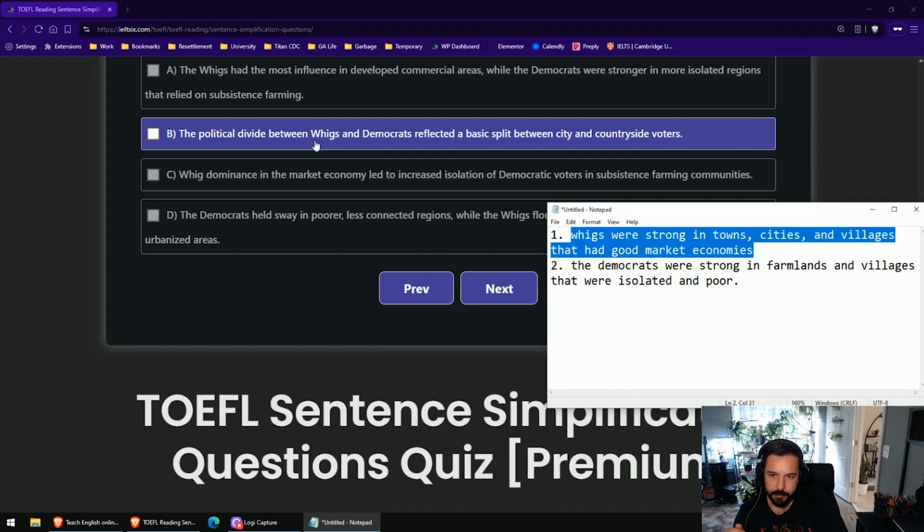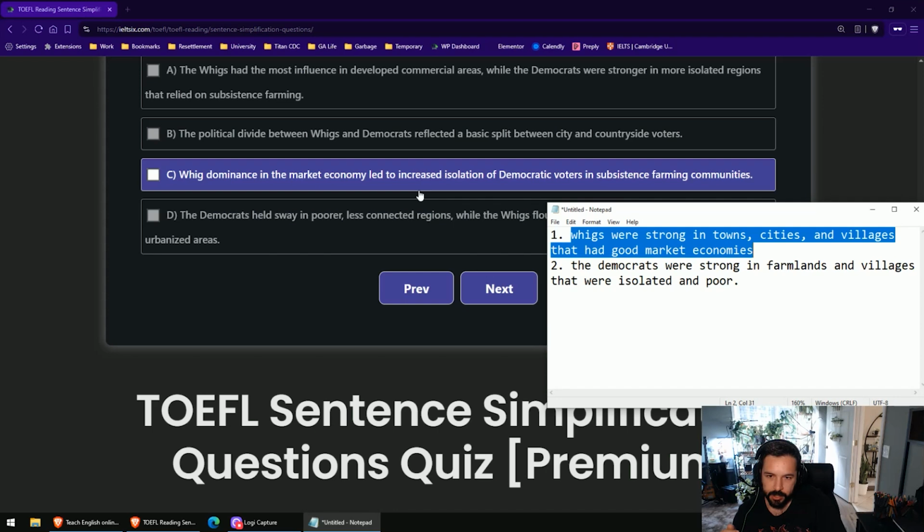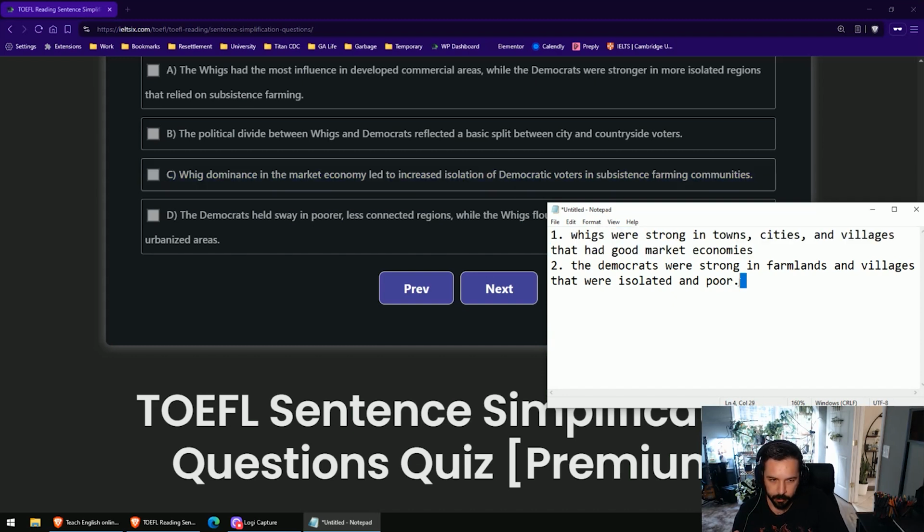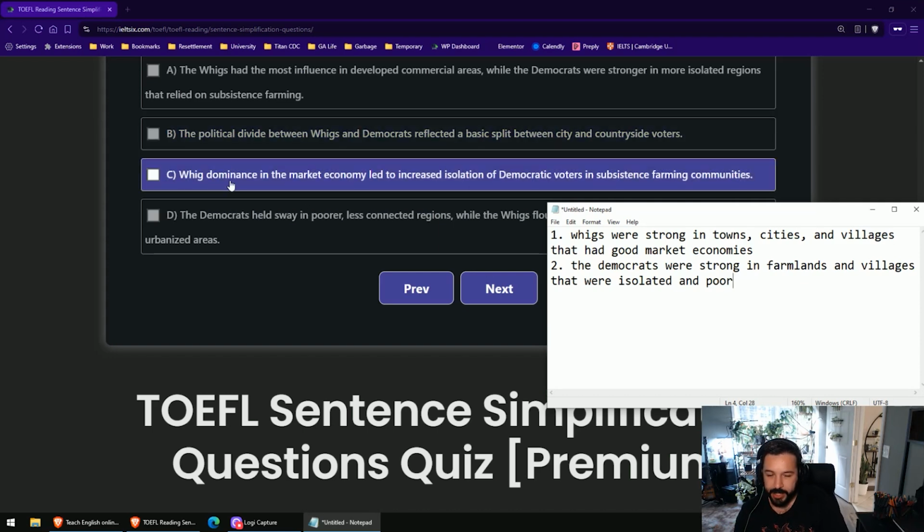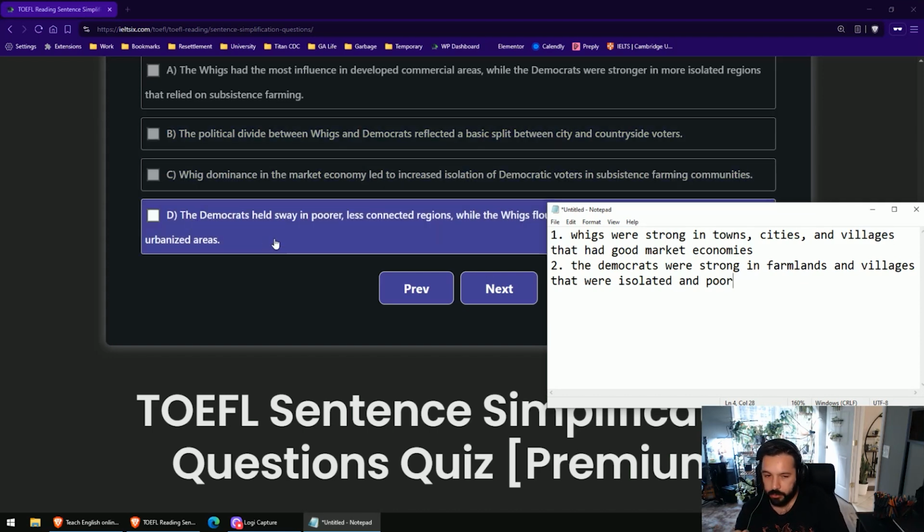The political divide between Whigs and Democrats reflected a basic split. No. Split meaning half, cut in half, or basically a similar or almost equal share. Whig dominance in the market economy led to increased isolation of Democratic voters? No. One is actually changing or affecting the other. And it's important for you to pay attention to how these two things are connected, or if they are connected at all. And they're not in this case. We are just saying Whigs control these areas, Democrats control those other areas. So any option that makes a connection between the two, you have to remove.